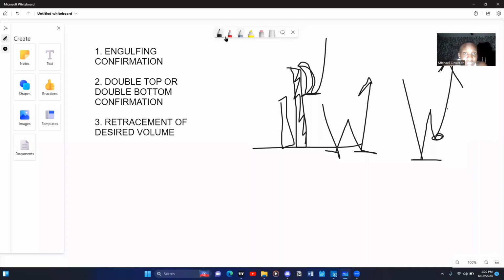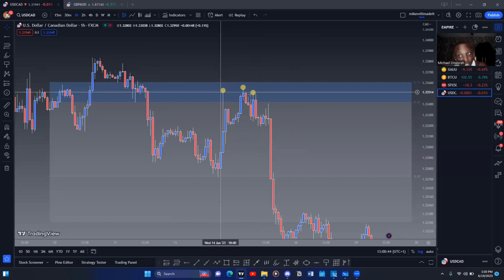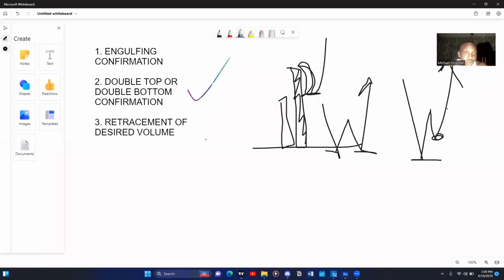The first criteria that was met was the double top confirmation, as price came to this area and respected this area the first time and the second time. Now the second confirmation is the engulfing confirmation. You can see the engulfing.